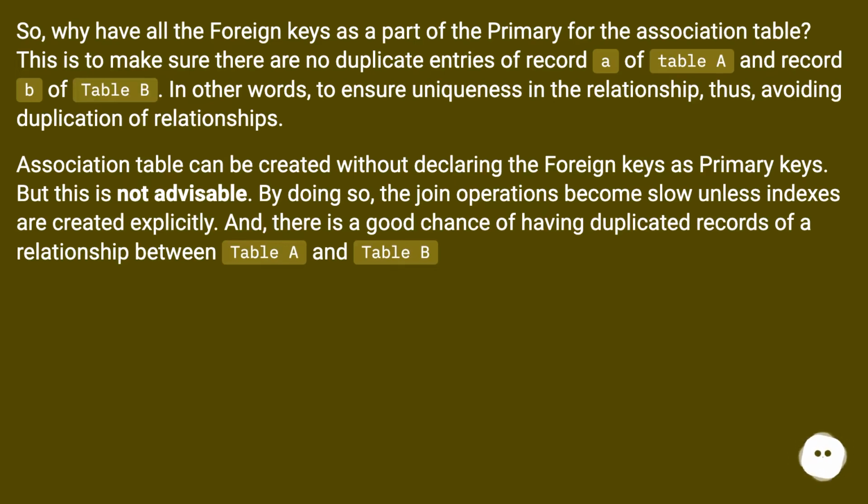Association table can be created without declaring the foreign keys as primary keys. But this is not advisable. By doing so, the join operations become slow unless indexes are created explicitly. And there is a good chance of having duplicated records of a relationship between table A and table B.